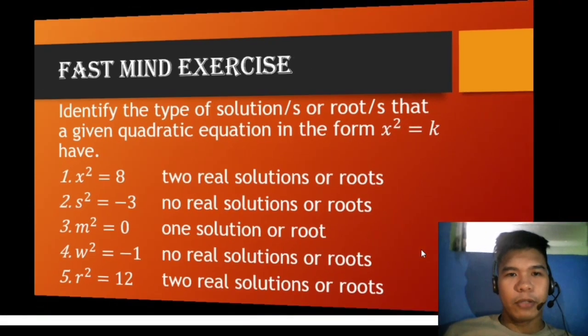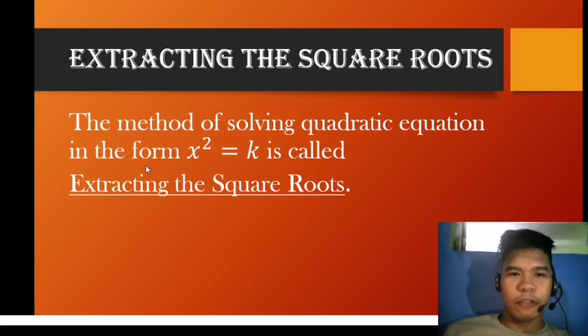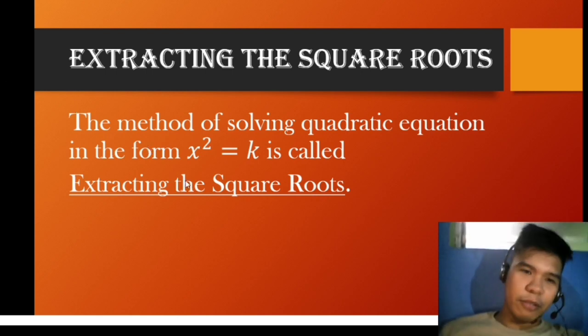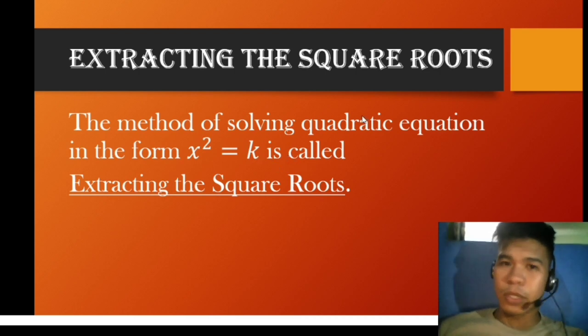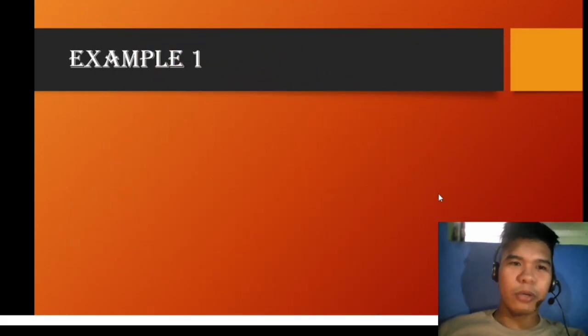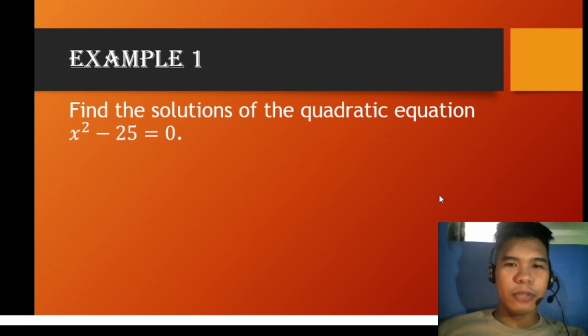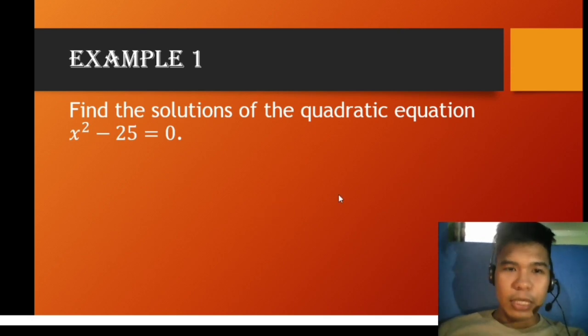Okay, so now I'm going to introduce to you extracting the square root. The method of solving a quadratic equation in the form x squared equal to k is called extracting the square root. So particularly in this type of quadratic equation, we're going to use a particular method, which is extracting the square roots. So let us now have example number 1. Find the solutions of the quadratic equation x squared minus 25 equal to 0.